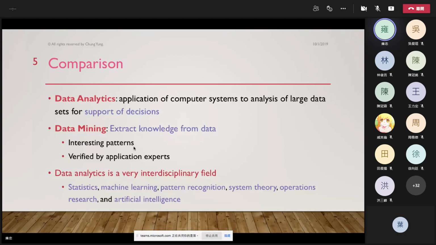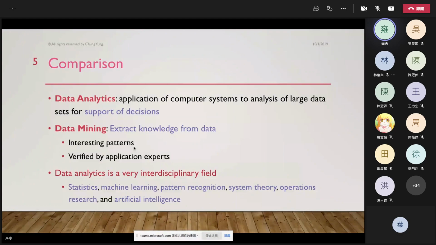So in this category, data analytics, the analysis of that large data set is for the purpose of supporting critical decisions, especially in commercial companies. Usually such decisions can make a difference of large amounts of benefits. So we analyze data to support decisions. That's data analytics.